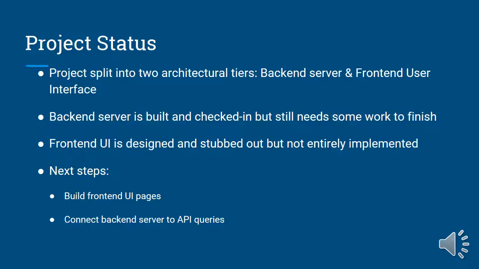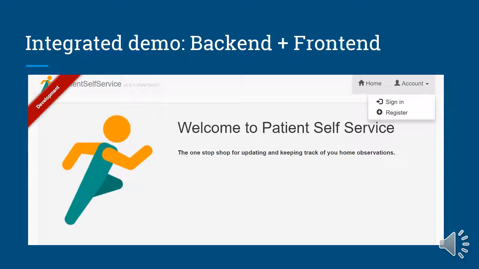The project status is split into two architectural tiers. We have a backend server architecture as well as a front-end user interface. The backend service is currently built and checked in, but still has some work to be finished. The front-end UI is designed and stubbed, but not entirely implemented yet. The next step is to build the front-end UI as well as connect the backend servers. So now we're going to look at a demo of our application.